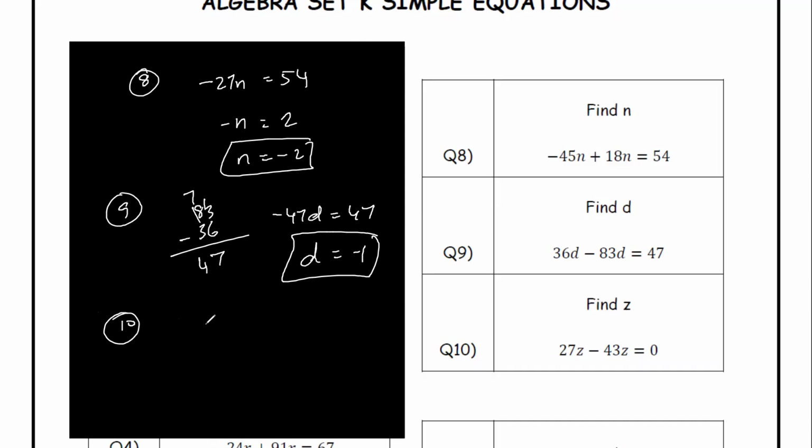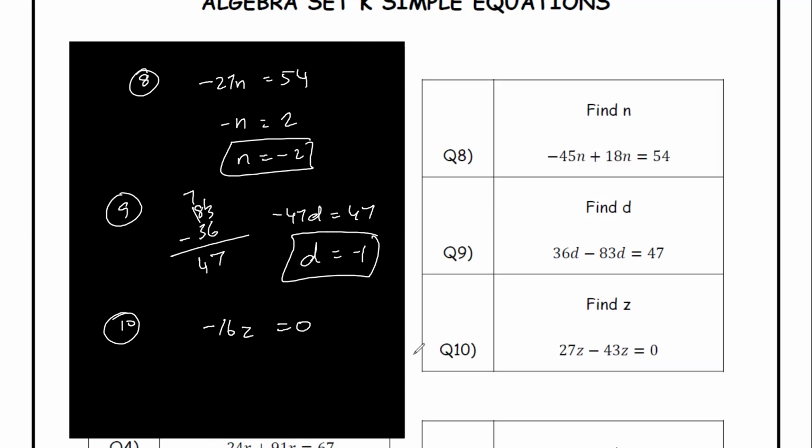Find z. All right, so 3, 30, and 13, 16z. So that's a question that would beg for foundational knowledge, fundamental knowledge. So you ask yourself, 27z minus 43z, so that is negative 16z, which is equal to 0, right?